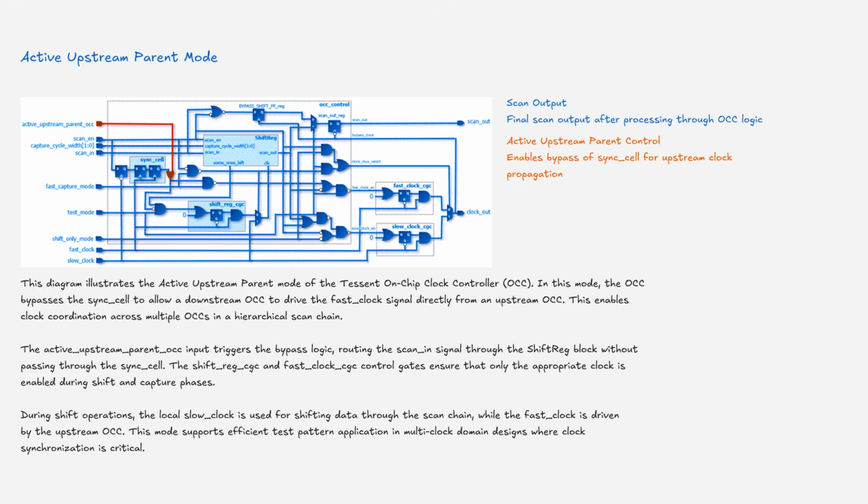During shift operations, the local slow clock is used for shifting data through the scan chain, while the fast clock is driven by the upstream on-chip clock controller. This mode supports efficient test pattern application in multi-clock domain designs where clock synchronization is critical.